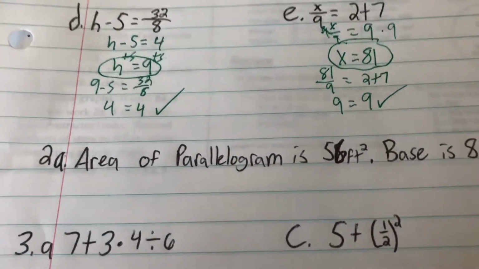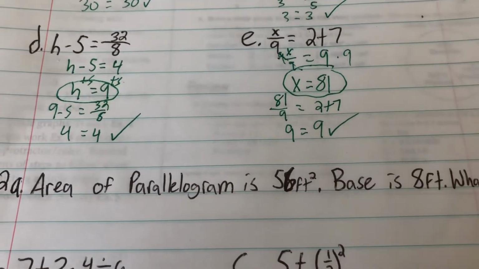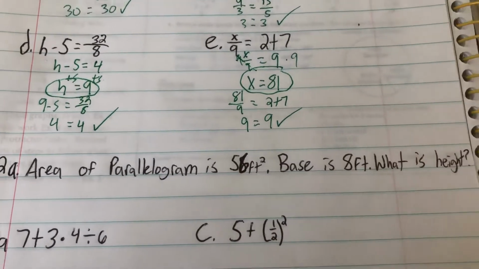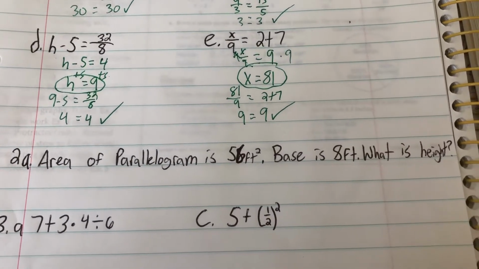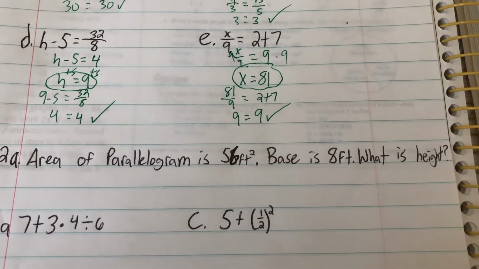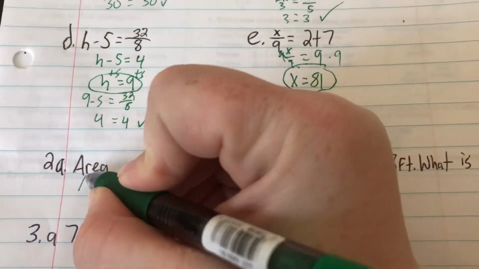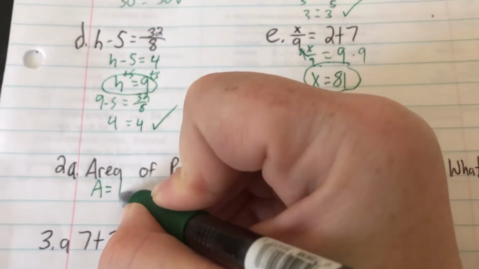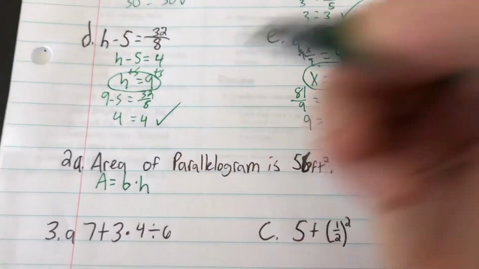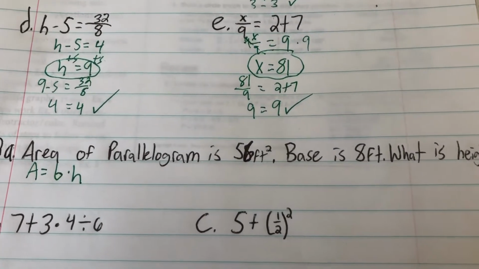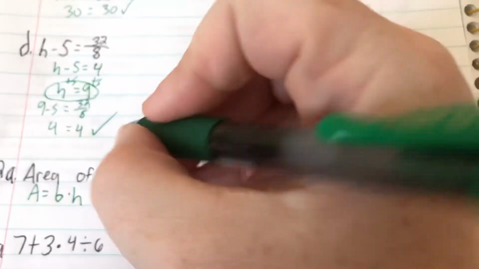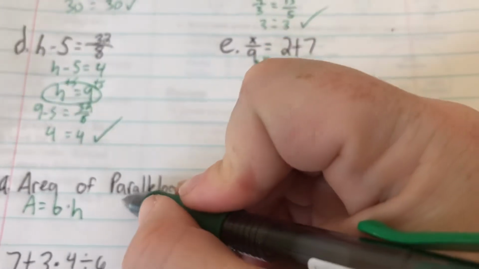Okay, number 2. It wants us to figure out what our height is. The area of a parallelogram is 56 feet squared. The base is 8 feet. What is the height? Well, I remember that my area formula is A equals base times height. So to figure out what that h is, I'll plug in those variables.